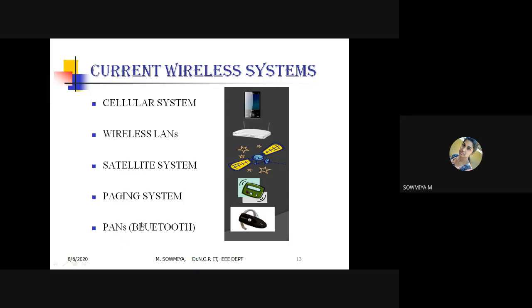And paging system. A paging system is a device used in the 1960s. When we get a message, we can only read a brief message as the subscriber. We could not type a message on it. And also, PANs are otherwise called Bluetooth.